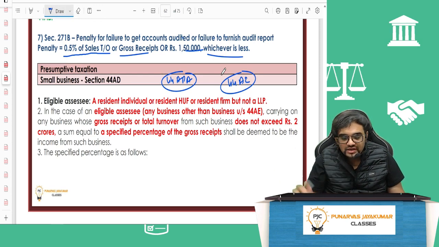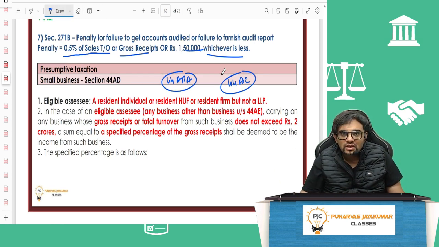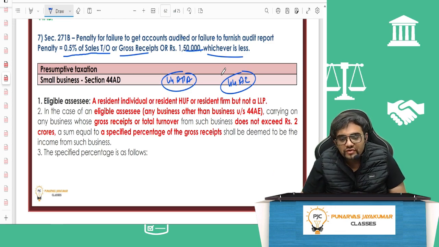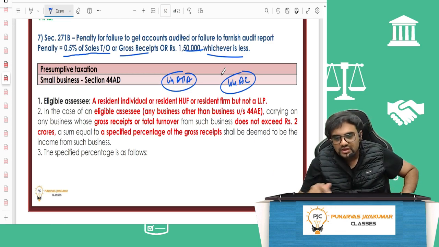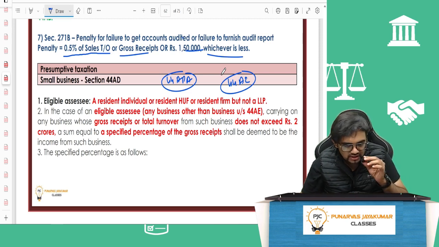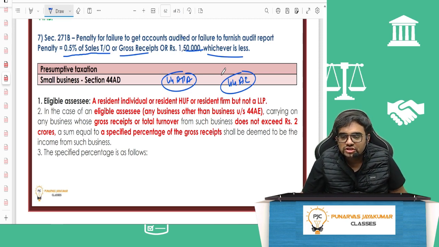Apart from that, we also have 44B, 44BB, and all those things, which we'll see shortly. So 44AD, how does it work? It is for an eligible assessee: a resident individual or resident HUF or resident firm, but not an LLP.